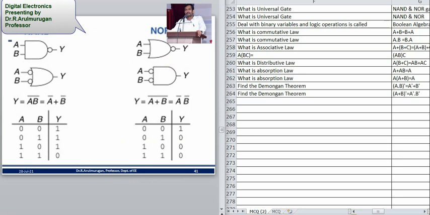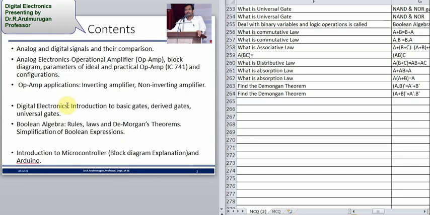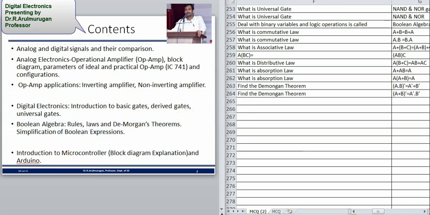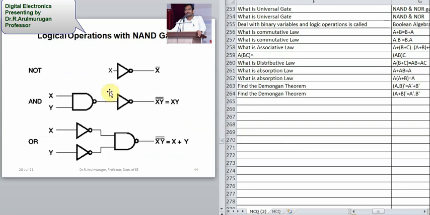Okay, so that's all about Boolean algebra. Digital electronics is over. Today we discussed basic gates, derived gates, universal gates, then rules and laws, and after that the two De Morgan theorems. Simplification of the Boolean expression we are going to discuss next. Simplification is what this is called.